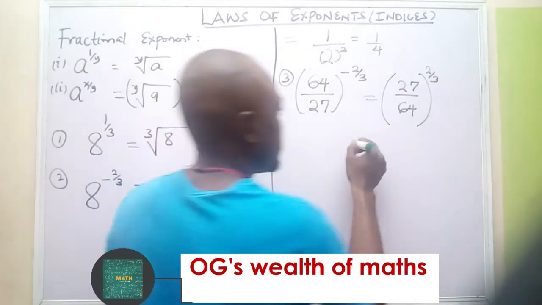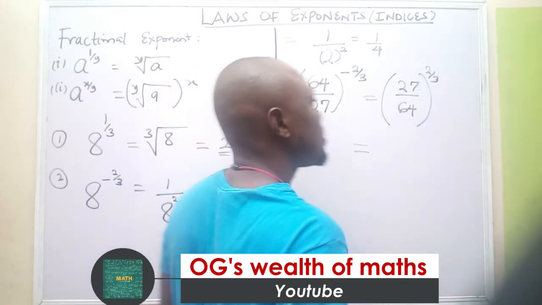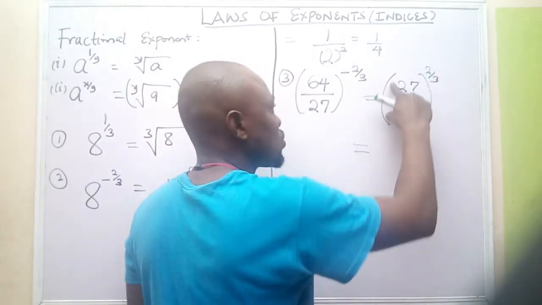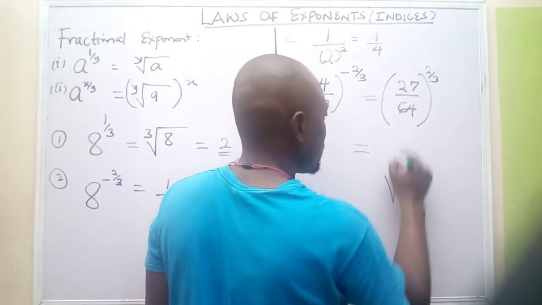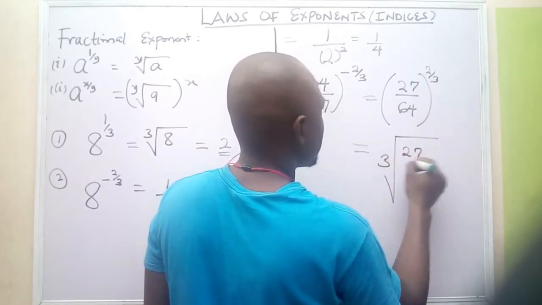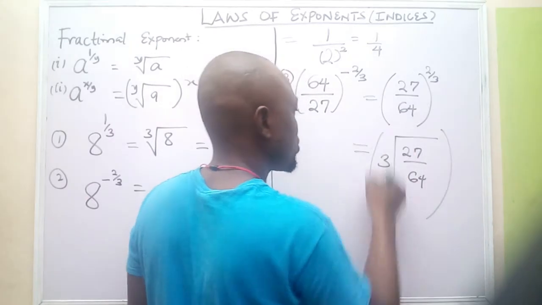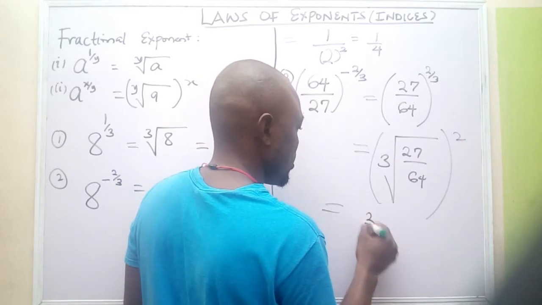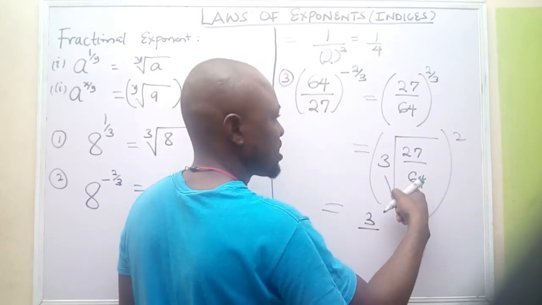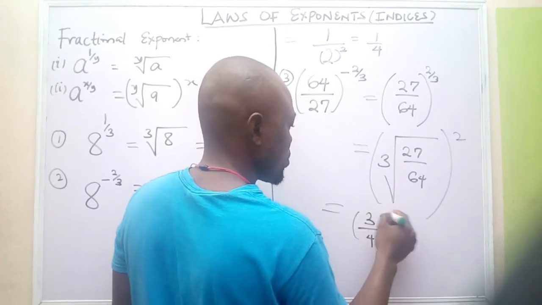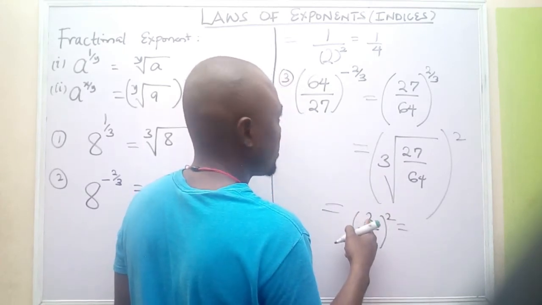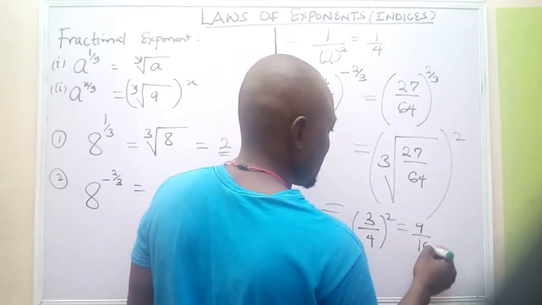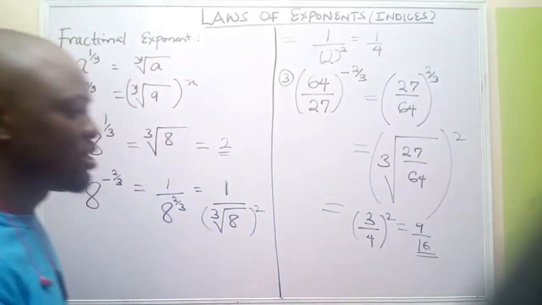The negative sign is gone. So now, the next thing, I have a fractional exponent whose numerator isn't a 1. So the denominator becomes the root of the base. So I will have the third root of 27 over 64, all raised to the power of 2. The third root of 27 will give me 3, over the third root of 64 will give me 4, all squared. So 3 squared will be 9 and 4 squared will be 16. So my result is 9 over 16.